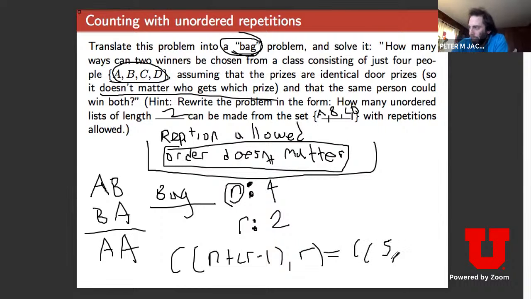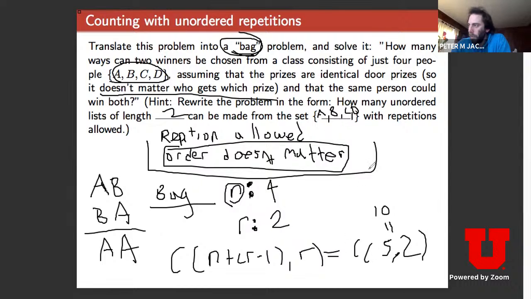So if you're trying to figure out what type of selection problem it is, you figure out it's a bag problem, then you figure out the parameters of the bag, which are 4 and 2, and then you can figure out the answer. The number of ways to select 2 items from a bag consisting of 4 items where repetition is allowed is 10.